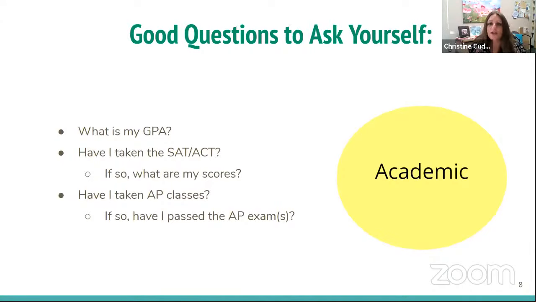But if it is required, again, are you in that range of those average test scores that they're looking for? And then AP classes, do they accept the AP credit? Does that give you an advantage when you're applying to that school or attending that school, or does it not? So just kind of looking at all those different considerations as you're trying to narrow down your list.